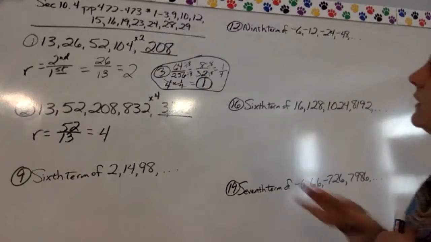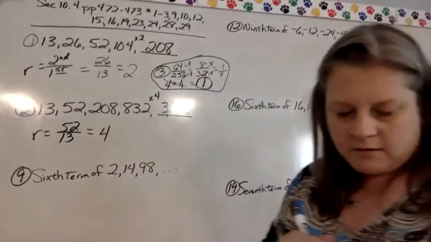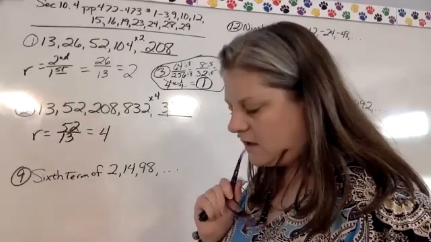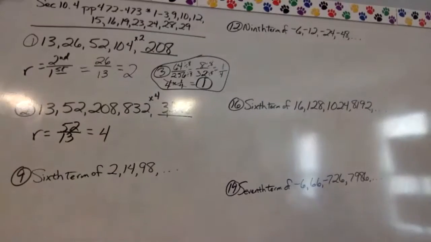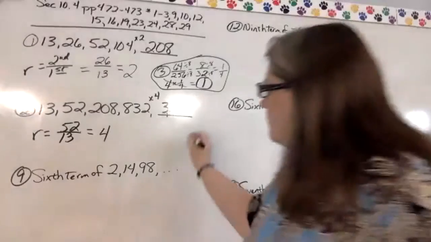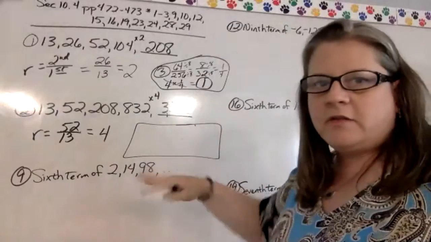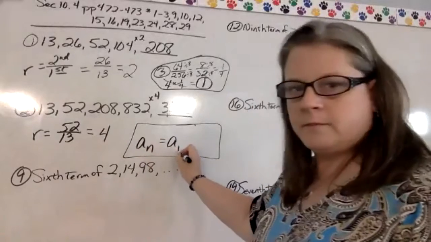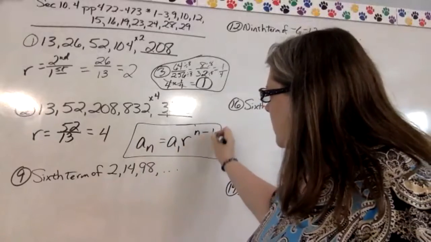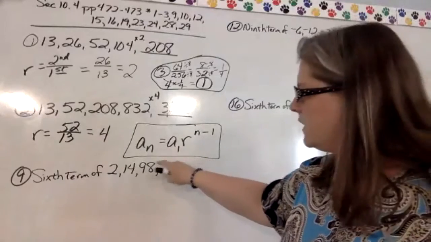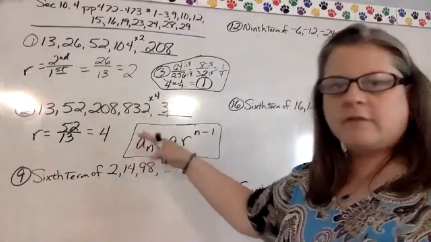All right. So after 1, 2, and 3, the next one was number 9, 10, 12, that next section. Our directions say find the formula for the nth term in each geometric sequence, and then use this formula to find the indicated term of the sequence. Here is my basic formula: a sub n is equal to the first term times r to the n minus 1. Remember, a sub 1 just means your first term. A sub n means the nth term, whatever term we're looking for.